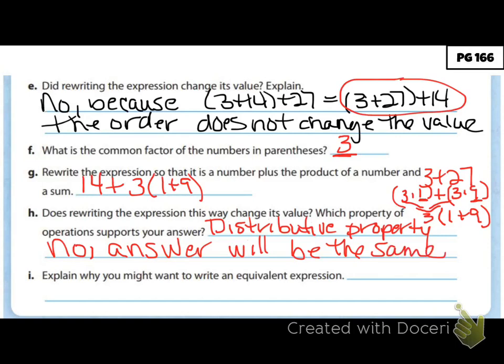I, explain why you might want to write an equivalent expression. Well, depending on how you write it, it could make it easier.